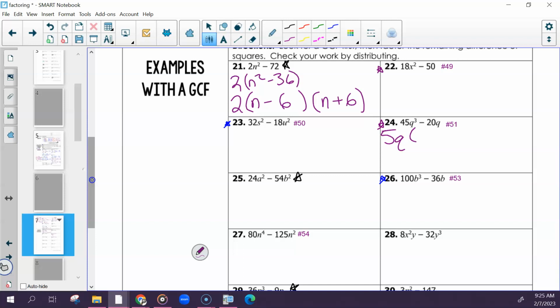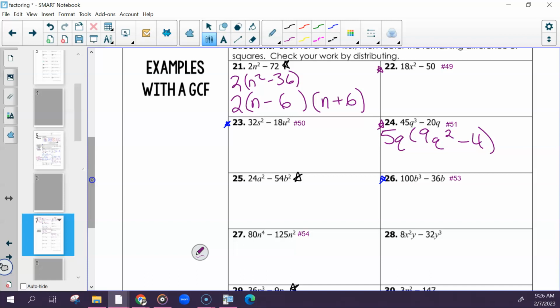q squared, and we're missing a number here. 4. Not 4, 9. 9q squared, not 4. And then the second one? Not 5, because we divided by 5. That one, I think, is where the 4 came from, yes.